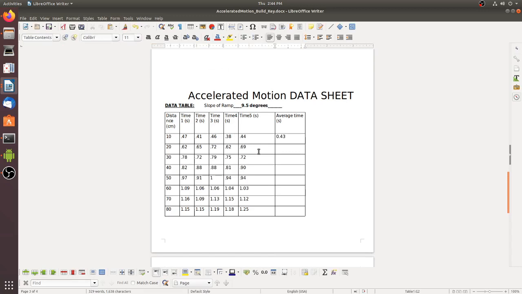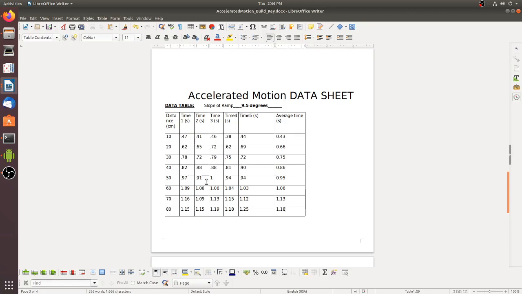0.43. That looks like the average for this. And then if I copy and paste it here, 0.66, 0.75, 0.86, 0.95, 1.06, 1.13, 1.18. All right, you see my times are considerably shorter than the ones you have. I chose 10 degrees so you guys wouldn't be able to copy my data.